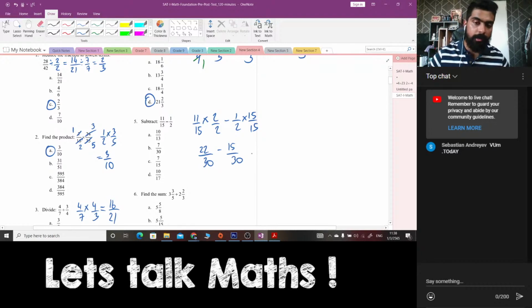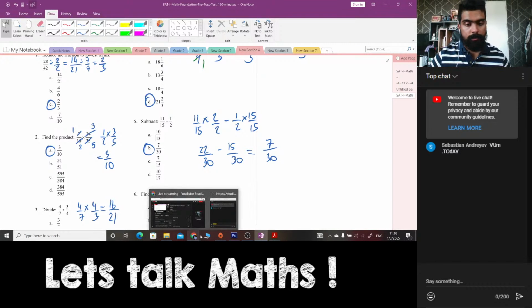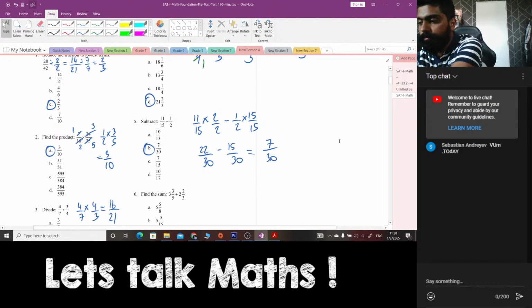Now we see that the denominators are the same, right? So we can simply subtract the numerators. 22 minus 15 is 7. So the answer is 7 over 30, right guys? 7 over 30.